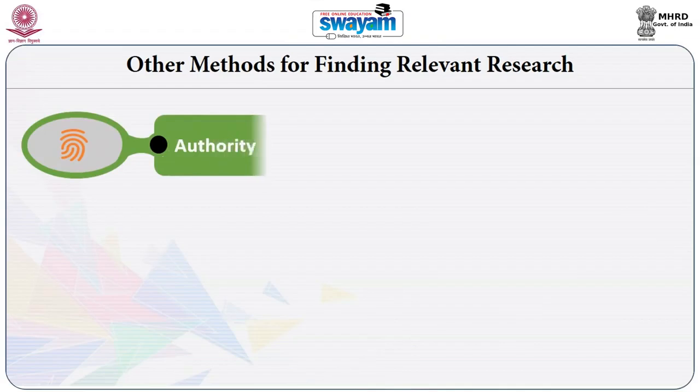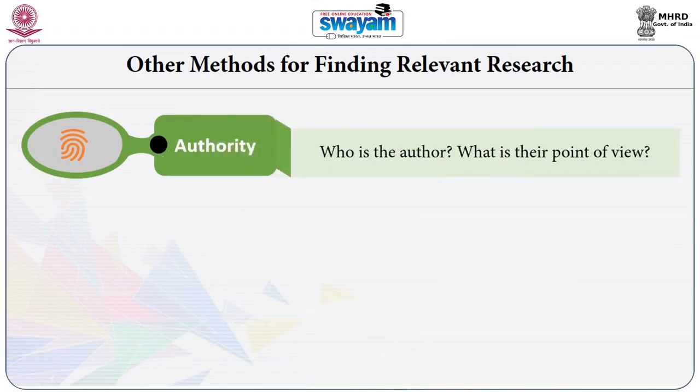The first point is authority. Authority in the sense of who the author is, what the name of the author is, and what the point of view of that author is. So you should check who the author is, whether he is an expert in that specific area or not, and where the author belongs, whether he is from a reputed institute or from outside the subject area. Those are the things you can consider for checking the validity of the authority of a document you are citing.